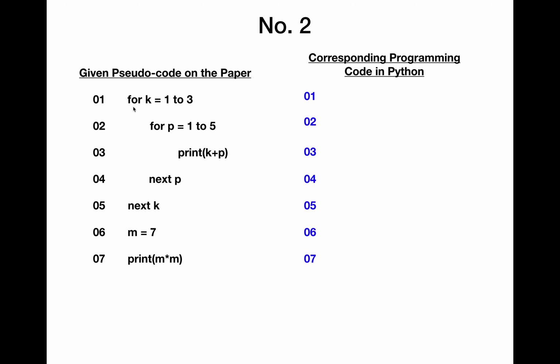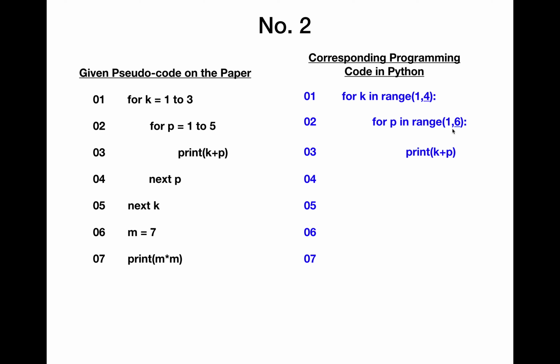So line 1 reads for k equals 1 to 3. So this means that you go round the loop 3 times. But in Python, that translates to for k in range 1, 4. And this goes round the loop 3 times. Now line 2 reads for p equals 1 to 5. And this means that this inner loop here goes round 5 times. And in Python, that translates to for p in range 1, 6. Line 3 reads print k plus p, and in Python it is also print k plus p.